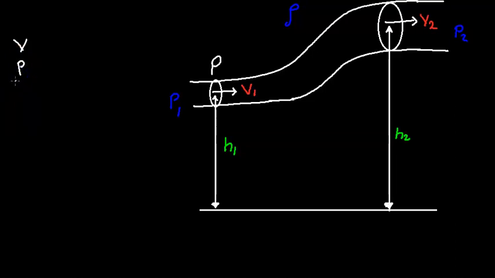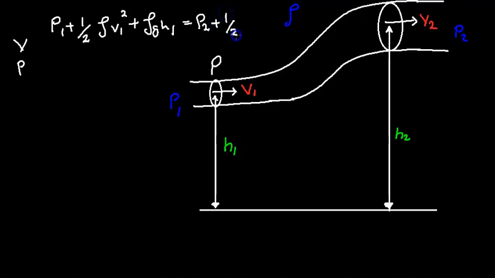letter P. Notice that Bernoulli's equation is given by P1 plus a half rho V1 to the power of 2 plus rho G H1, which is equal to P2 plus a half rho V2 to the power of 2 plus rho G H2.